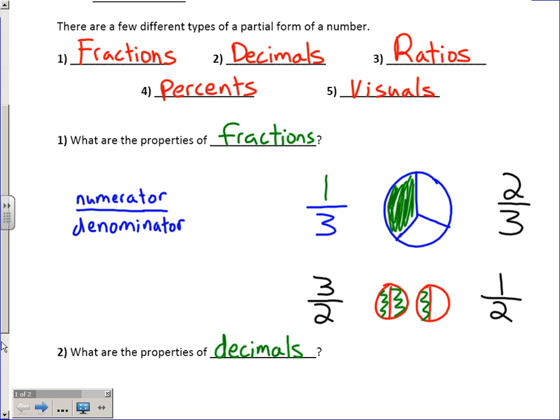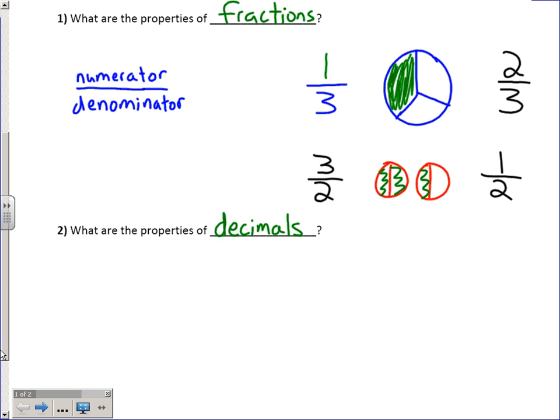Now when we're dealing with decimals, decimals are kind of considered like a fraction. However, they always are having the denominator of 10. So for instance, if I'm dealing with 0.3, that's going to be considered 3 out of 10, always. If there's 4 there, it's 4 out of 10. If there's 5 there, it's 5 out of 10.